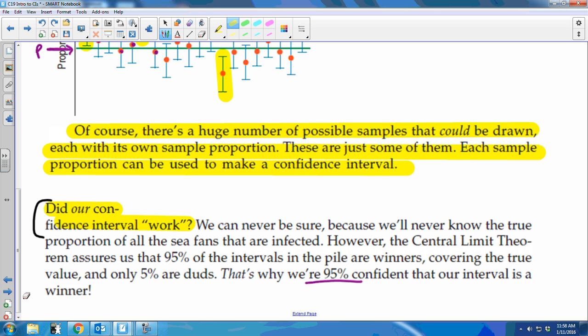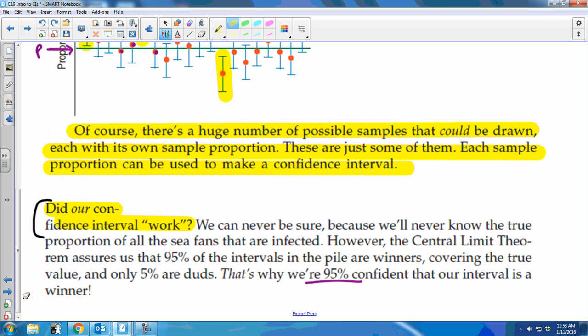Did your confidence interval work? There's no way to know. If we do not know P, you won't know if you actually trap it or not. So you just go with it. You get the confidence interval, you go with it. All right? Questions?